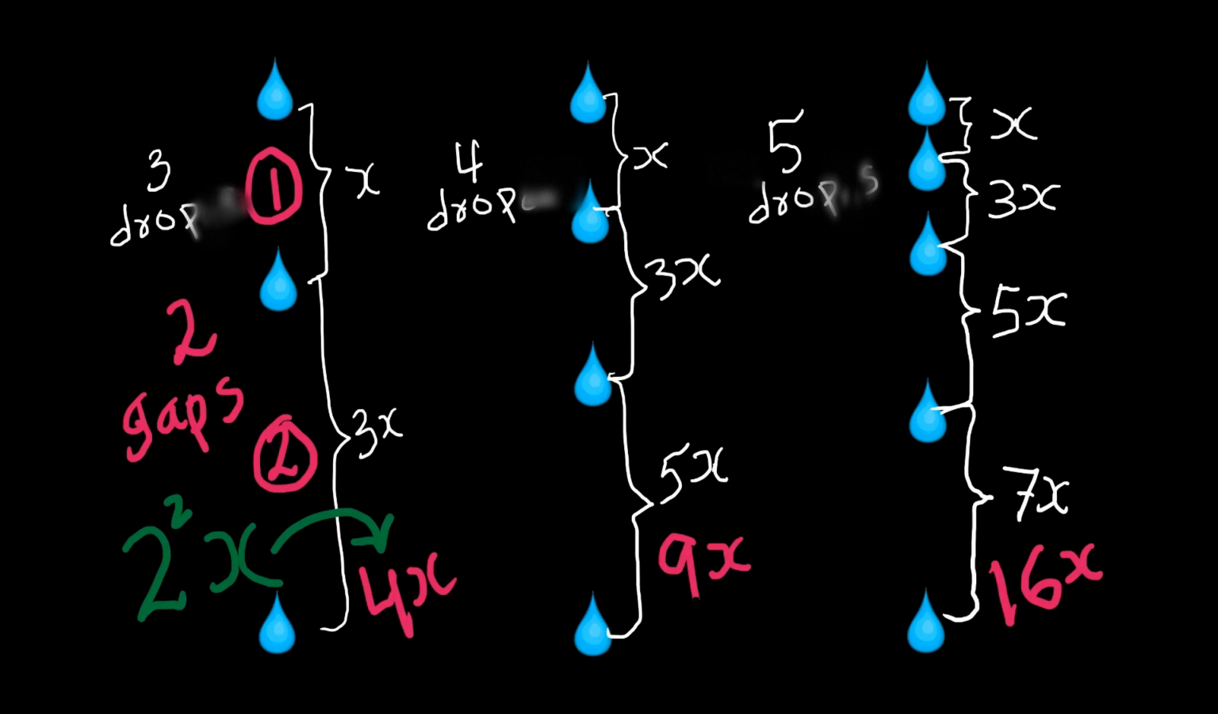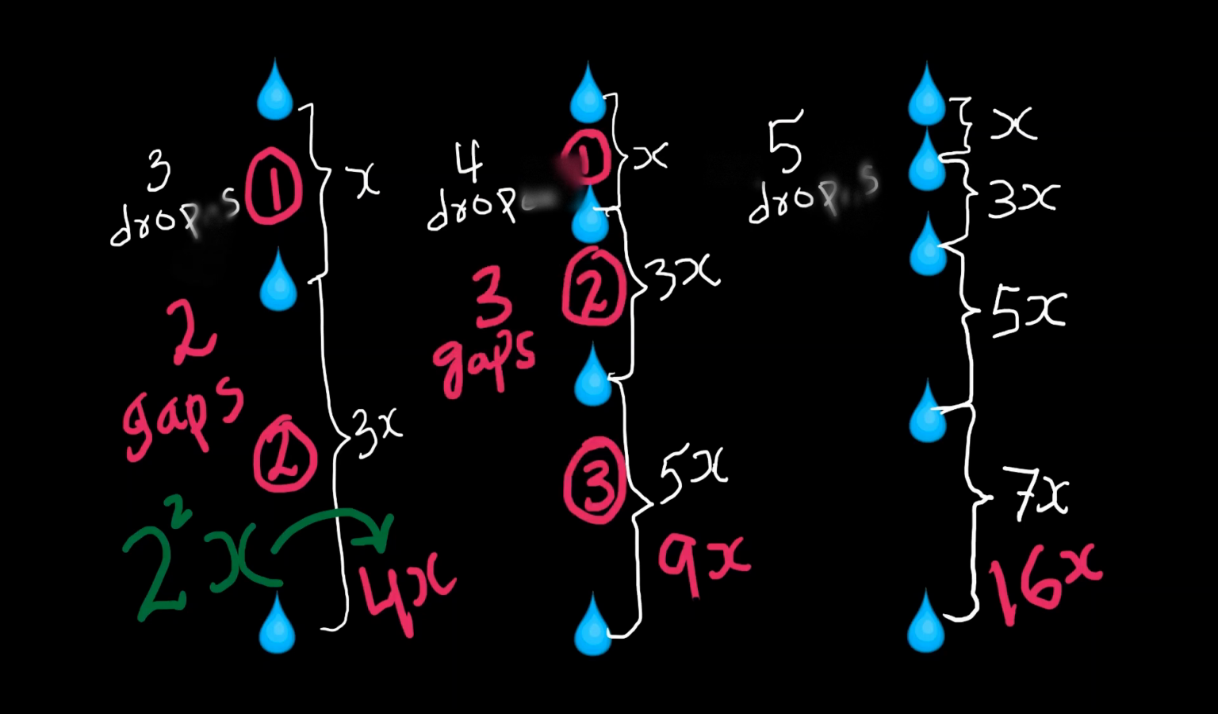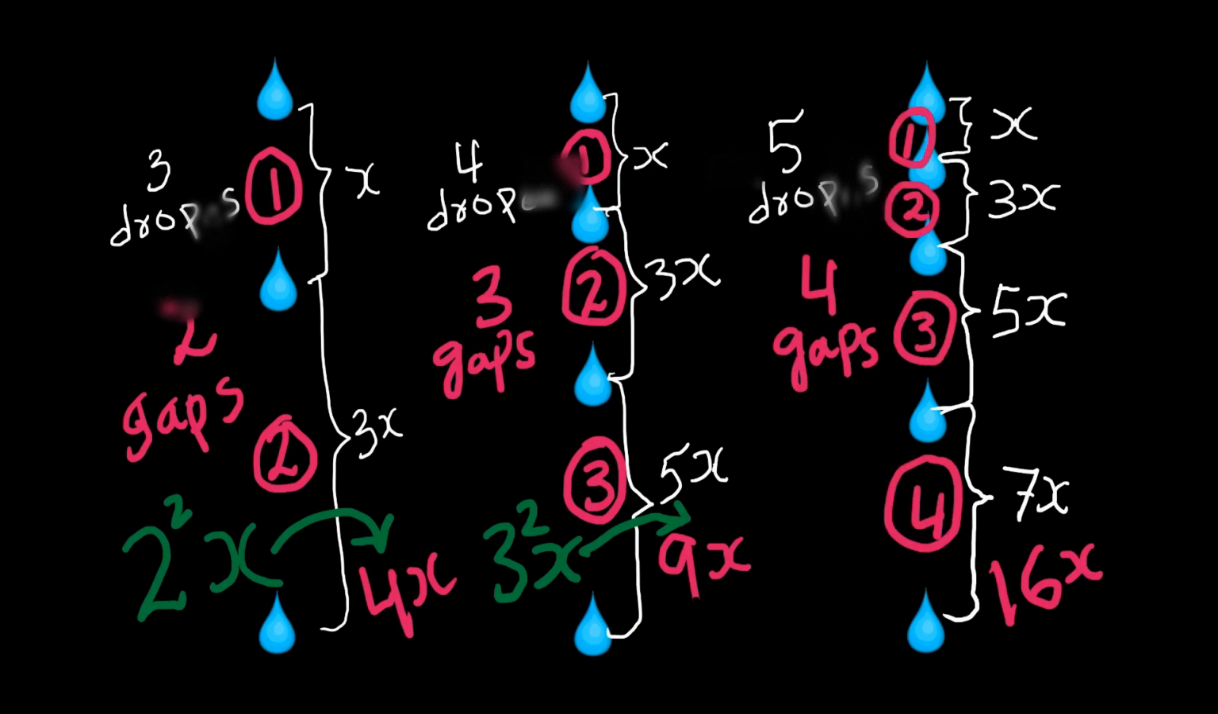Let us extend with the four-drop case, where the fourth drop is leaving the tap at the time the first drop touches the ground. In four drops, how many gaps are there? Three gaps: 1, 2, 3. So 3 square x is the 9x. Further, extend to the 5-drop case. How many gaps are there? Four gaps: 1, 2, 3, 4. So what is the total height? 4 square x, which is nothing but 16x.